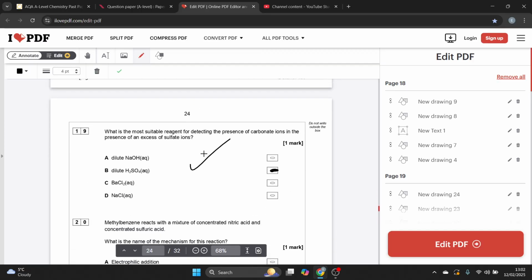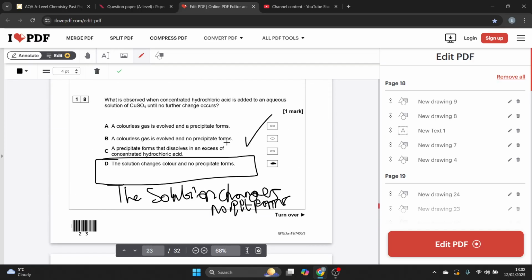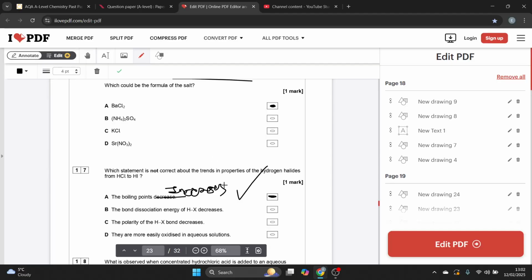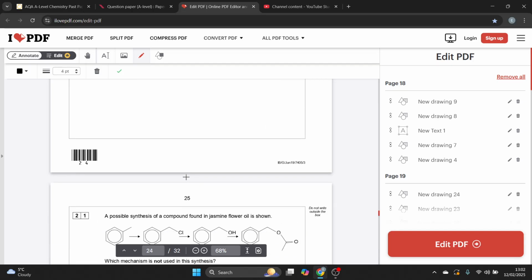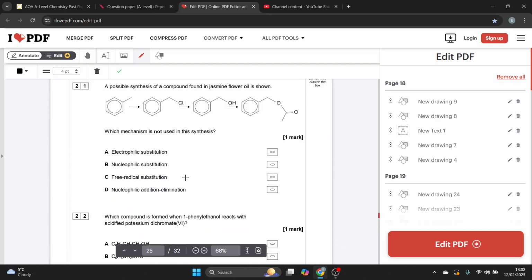So 19b, 18d, solution changes color, no precipitate forms. 17a, the boiling points decrease. That's not correct. The boiling points actually increase. Which mechanism is not used in the synthesis? Electrophilic substitution, nucleophilic substitution. That definitely is.